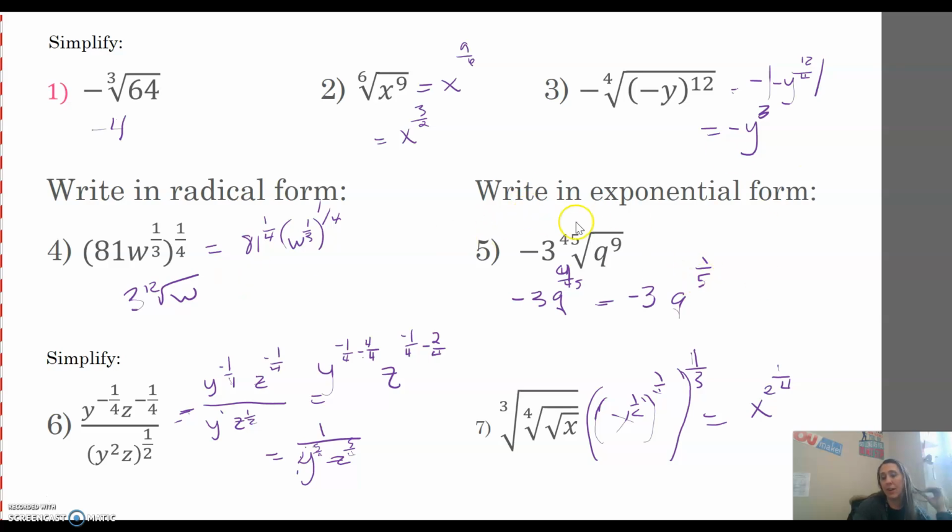This one we had to rewrite in exponential form, so we have -3q power on the top, 9/45. That can be simplified, so we end up with -3q to the 1/5. This was the problem in the formative, so I went ahead and did it. Not every class got to it, so I thought I would cover it. If you want, I'll go to the next slide, and I'll let you look at the formative so that you can do it on your own if you missed it.